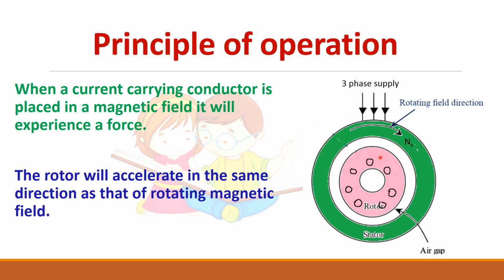So the rotor now rotates in the same direction as the stator field, but the stator field's speed is synchronous speed Ns. The rotor runs at a different speed N. So there will always be this relative velocity, so that the motor will produce the torque.